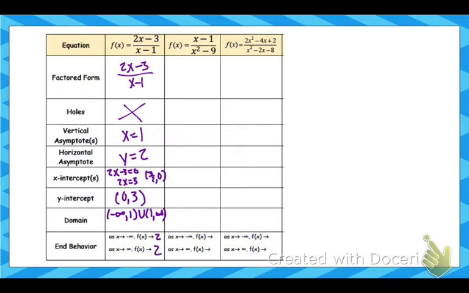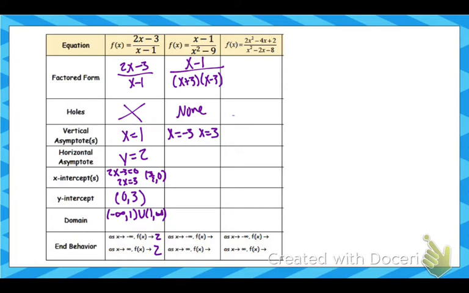All right, let's try another one. Let's factor first. That's a difference of squares. Factors into x plus 3, x minus 3. So holes, there are none. Vertical asymptote, this time there's 2 because there are 2 factors that I can set equal to 0. So -3 and 3.